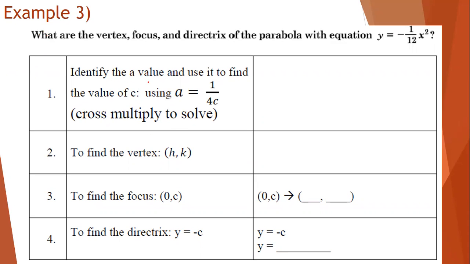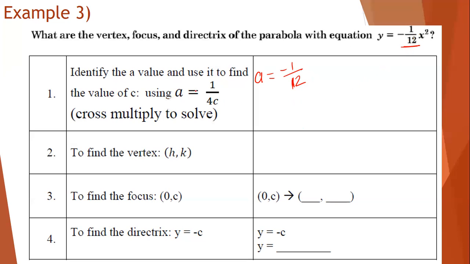So we're going to first identify our A value. Your A value is always your coefficient, right? Your leading coefficient is your A value. So for this problem, we know that A equals negative 1/12. Do we see that? Yes, no? So if it's not at... it's still your leading coefficient. Your A is always your leading coefficient.